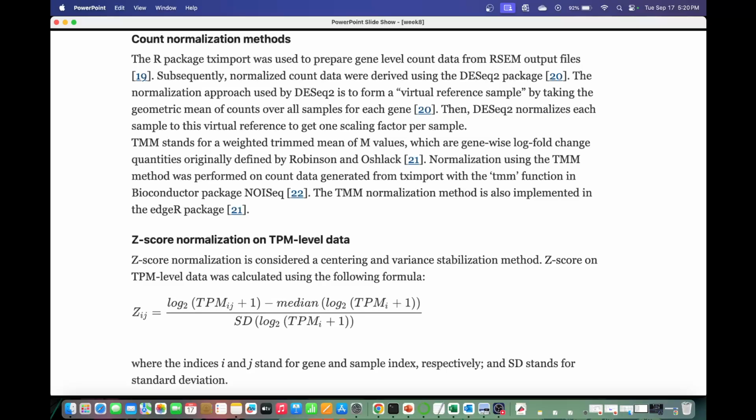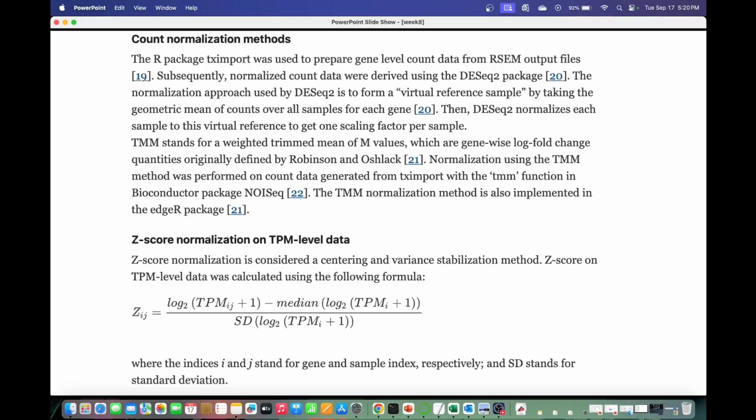And subsequently, normalized count data were derived from the DESeq2 package. The normalization approach used by DESeq2 is to form a virtual reference sample by taking the geometric mean of the counts over all the samples of each gene. So if you have, say, three genes expressing in one sample, say 25, 25, 25 transcripts, how DESeq normalizes is it takes the product of these three, 25, 25, 25, and raises it to the power one third. So it's basically the geometric mean.